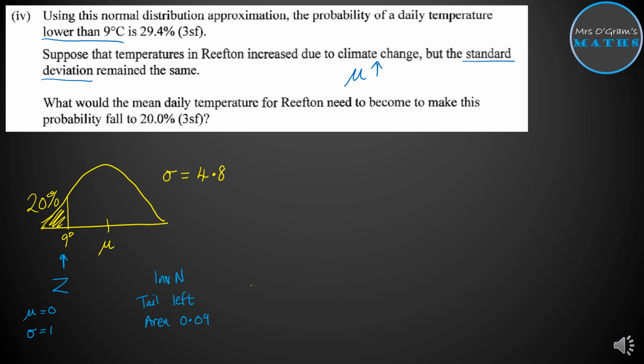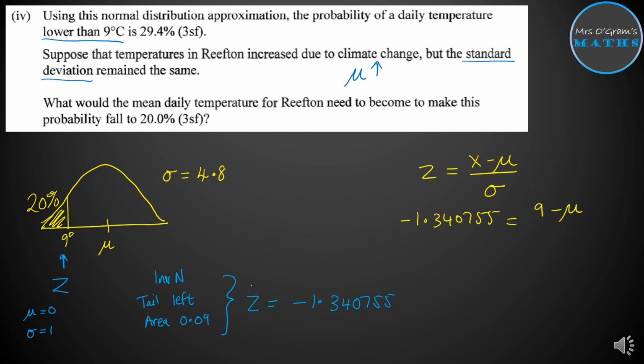Using all that information there I've written in blue, that gives us a z value of minus 1.340755. Now we match up z with the x value we're looking for, the mean that we're looking for, with this formula where z equals x minus mu over sigma. So z is the minus 1.340755 that we just worked out. X is the value it happens at, which is 9. Mean is what we're trying to work out, so we don't know that yet, and sigma is 4.8.